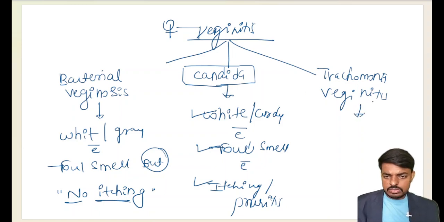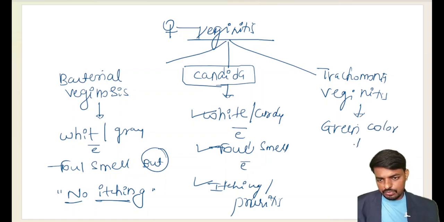Here is trichomonas vaginitis. Very importantly, trichomonas vaginitis is a flagellated protozoal infection. Here the discharge is, very important, green color with foul smell, along with itching.